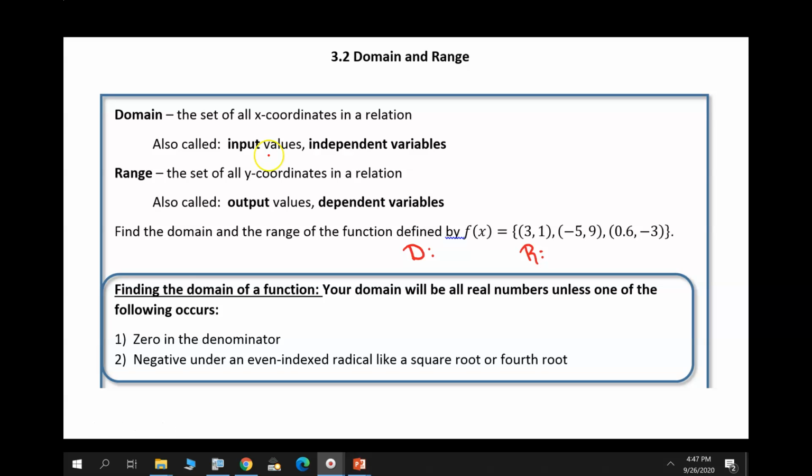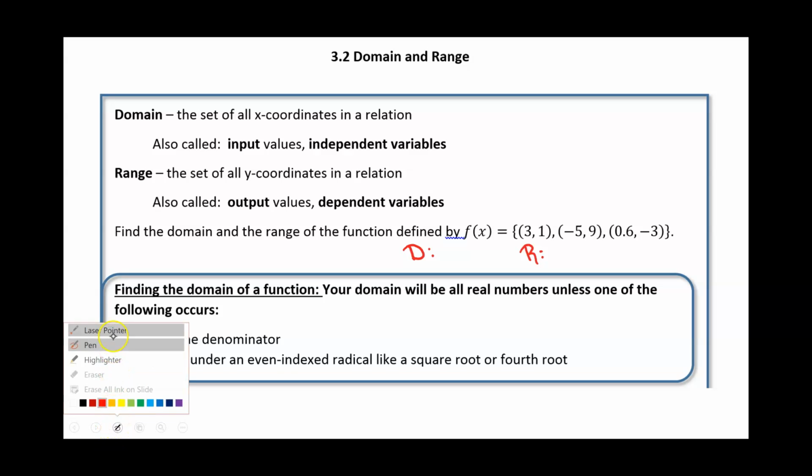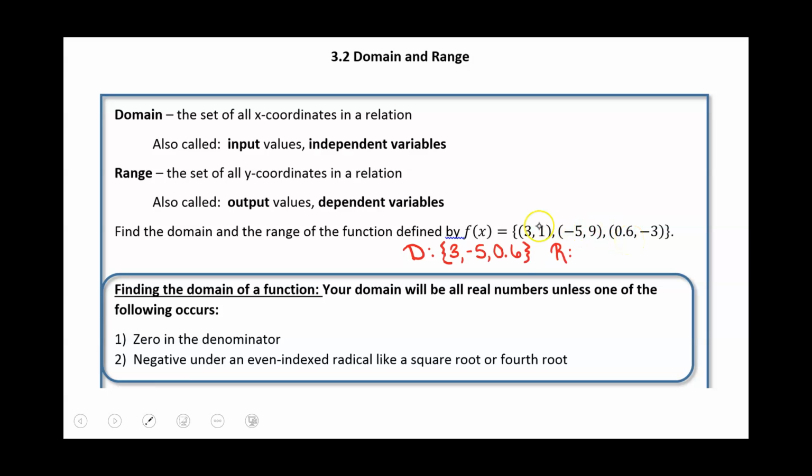So domain is the input value or the independent variable, and if we have X and Y, it is the X value. Range is the dependent variable, the output, and if we have X and Y, it is the Y value. So when we look at these ordered pairs for this function, if they ask us for the domain, then we can pull that first value, that input, 3, negative 5, 6, and then the range would be that second value, the output, 1, 9, and negative 3.